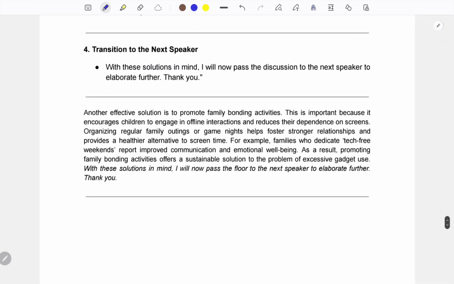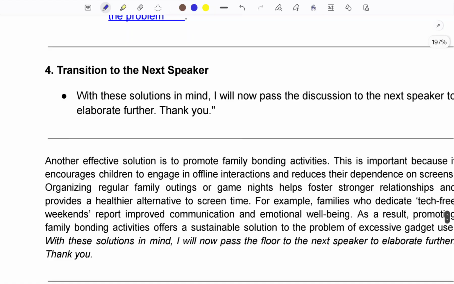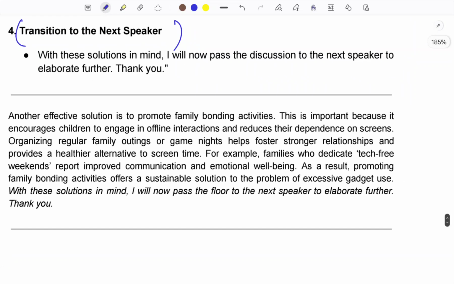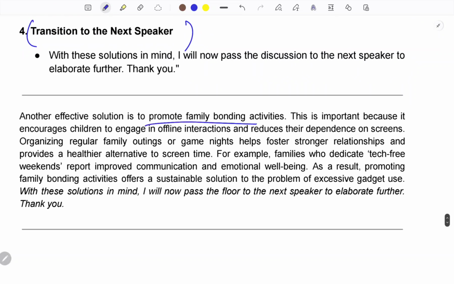Okay, so moving to the second, but after you finish, you make the transition to the next speaker, okay? And then, another effective solution, or my second solution, is to promote family bonding activities. This is important because it encourages and so on. So as a result, promoting family bonding activities offers a sustainable solution to the problem of excessive gadget use. So that's the conclusion. And then this one is the transition to the next speaker.